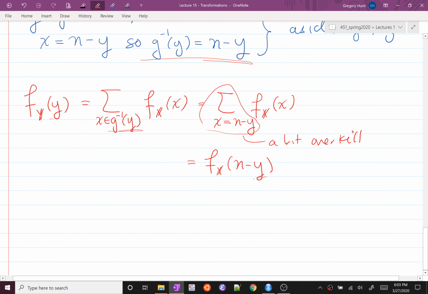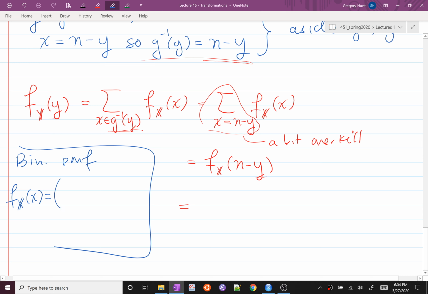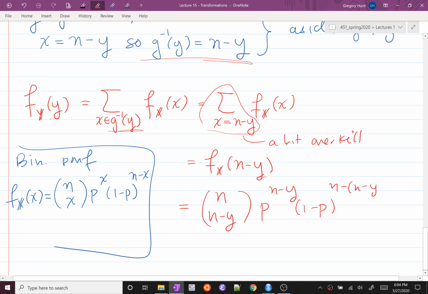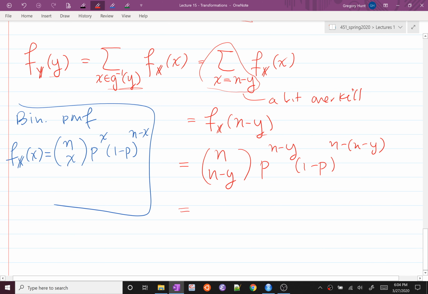We know this thing should depend on y. That introduces y there. Okay, so now we just need to plug into our binomial PMF. So the aside is the binomial PMF. f_X of x would be n choose x, p to the x, 1 minus p to the n minus x. And so now we're just going to plug in n minus y for x. This is n choose n minus y, p to the n minus y, 1 minus p to the n minus y.